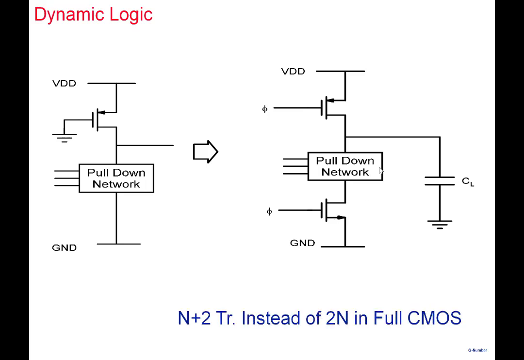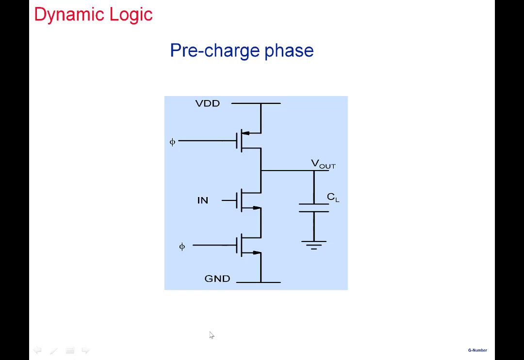First of all, note that compared to a fully complementary CMOS, if this has n number of transistors, a fully complementary CMOS would have had 2n, and in this case we have n plus 2 transistors. So obviously, if we look at number of transistors, it's simple. All right, how does it work?